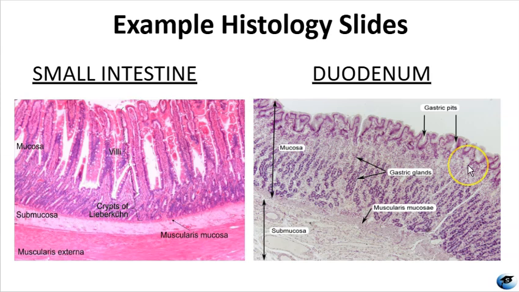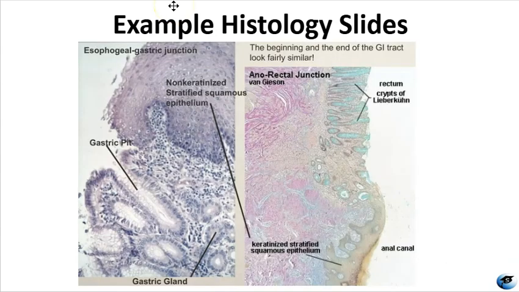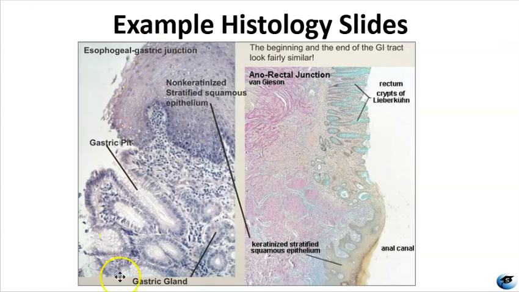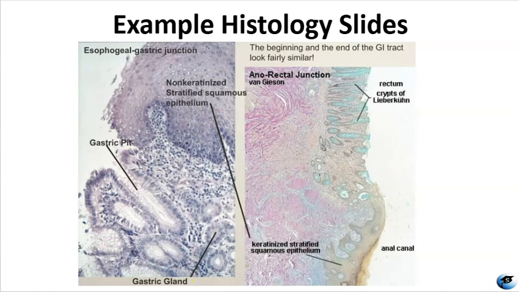And you have deeper layers that include the muscularis mucosae layer here, the submucosa, which is this whole layer. This is the mucosa, and you have gastric pits, gastric glands. Then the esophageal gastric junction, that's what we're looking at here. So the esophageal gastric junction, here you want to focus on the epithelial transition.